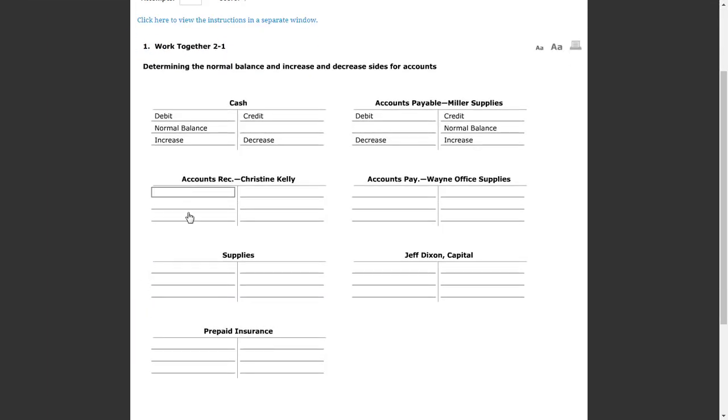I'm going to switch and go to accounts receivable Christine Kelly. Left-hand side is called debit. Right-hand side is called credit. Accounts receivable Christine Kelly, Cole, is what type of an account? Asset, liability, or owner's equity? Doesn't have the word payable in it, though. So it's not going to be a liability. So we crossed off one of them. So then we're down to, is it an asset or is it owner's equity?